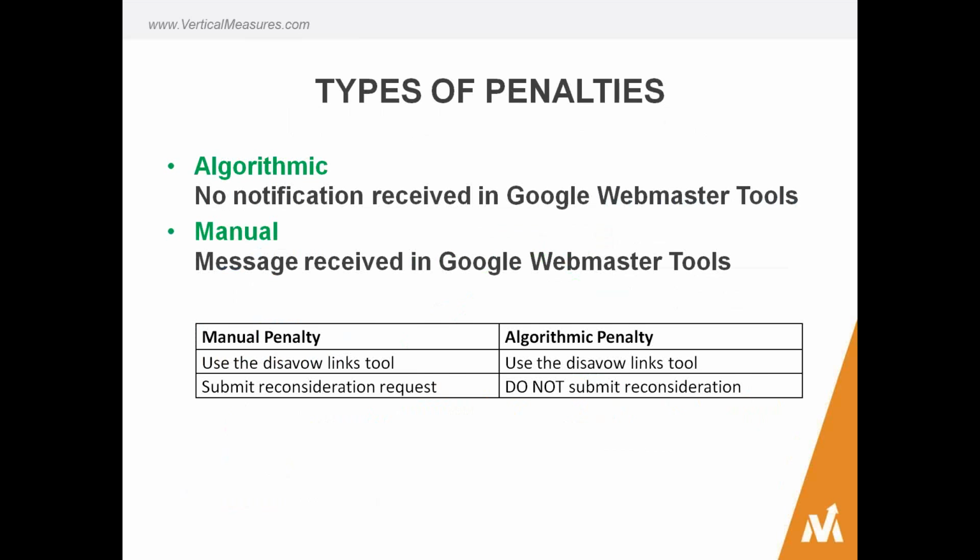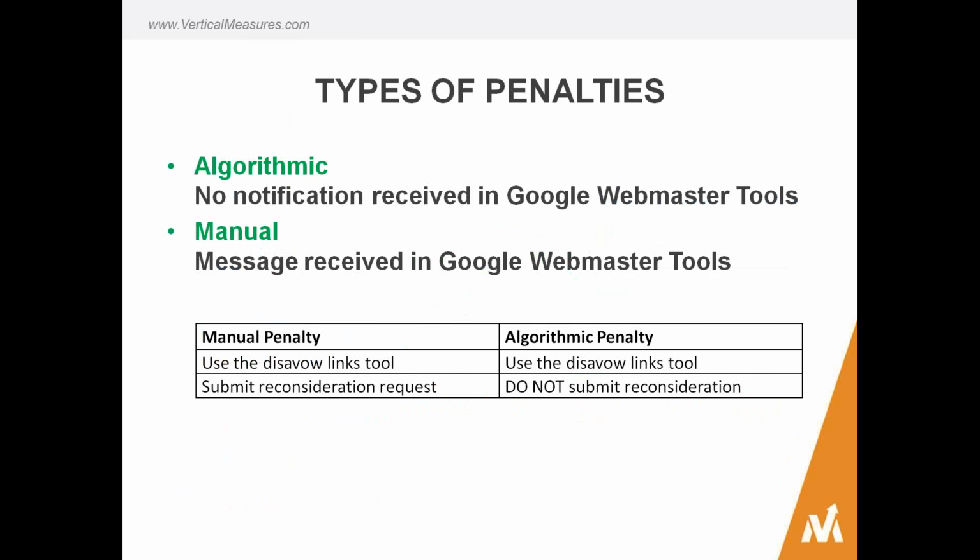There are two types of penalties. Okay, so first you've got an algorithmic penalty. This is not going to bring a notification in Webmaster Tools. The algorithmic penalty happens after any major update, and you can easily track them. If your traffic decline coincides with a specific well-published Google update, then you can attribute that most likely to an algorithmic penalty if there was no message received. Now, if you did receive a message in Google Webmaster Tools, then you have received a manual penalty.